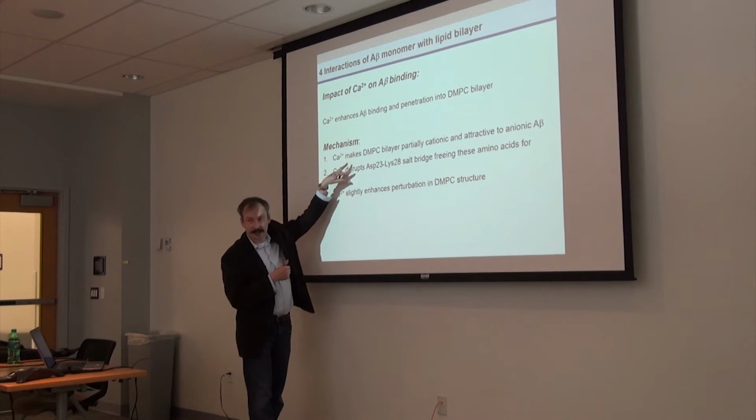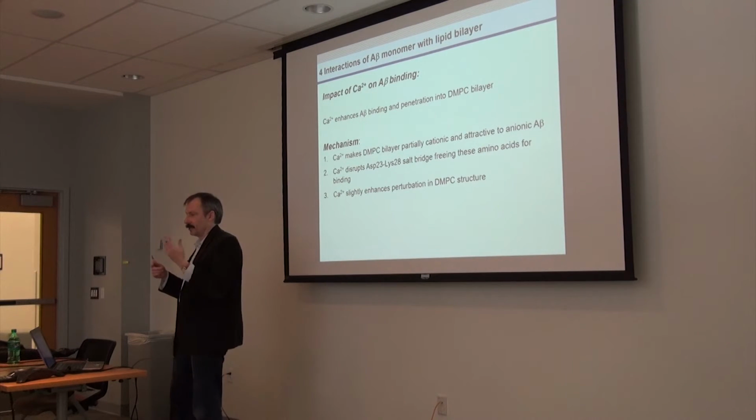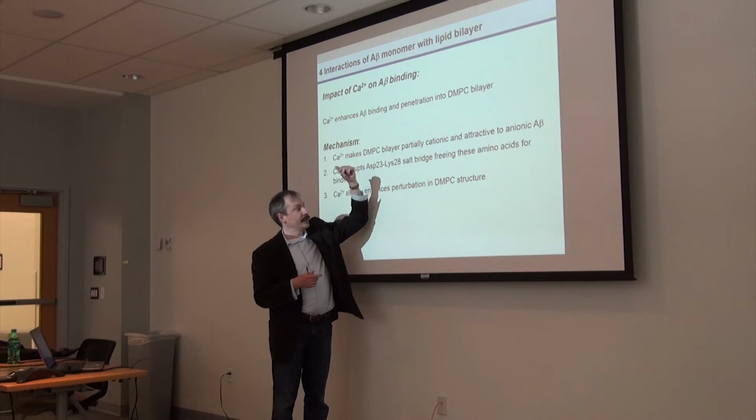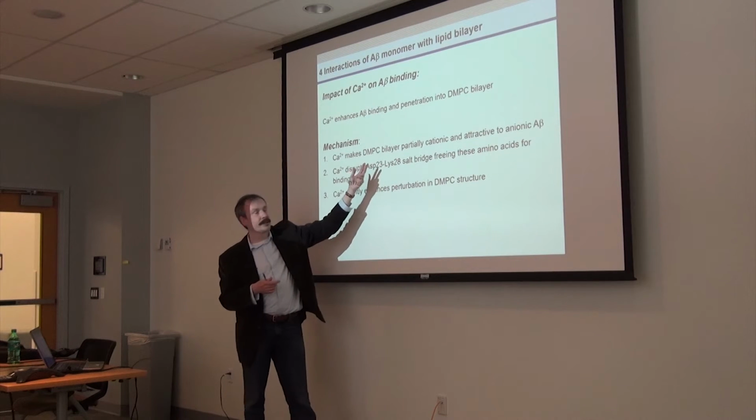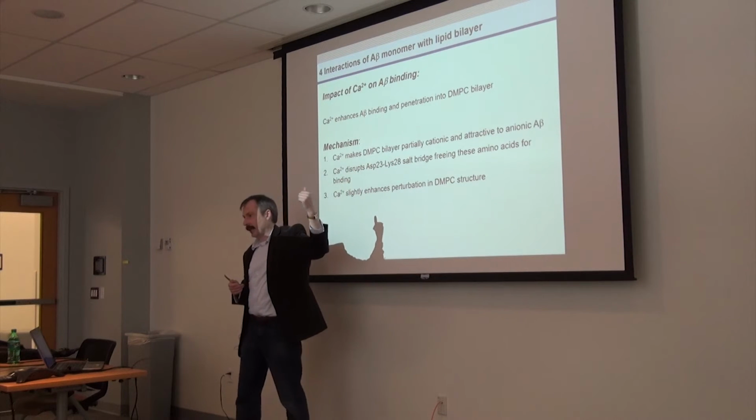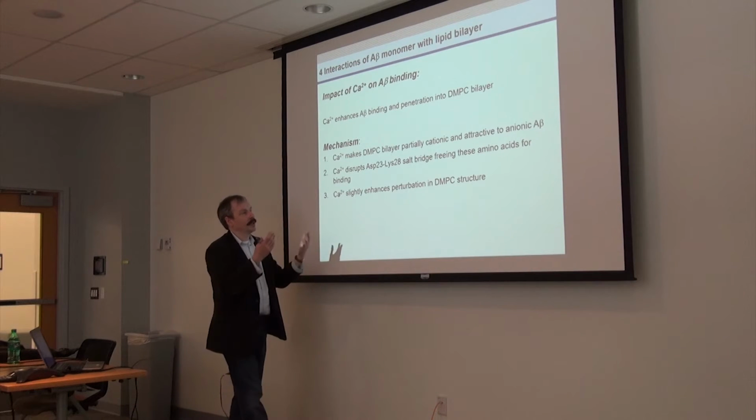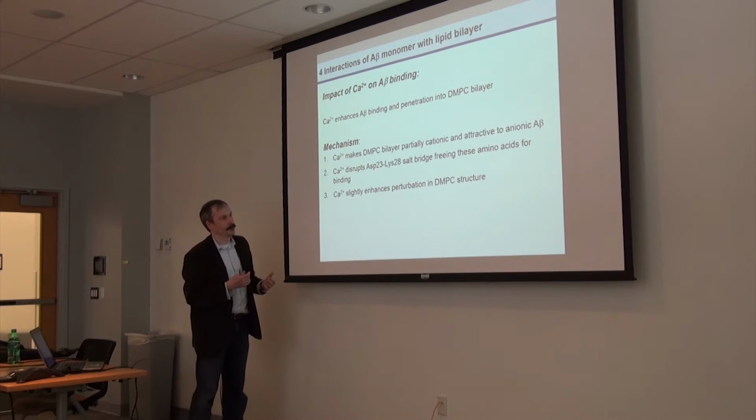And the mechanism of this enhancement, essentially of strengthening of the interactions between the peptide and the bilayer, is twofold. First of all, because the calcium ions bind to the zwitterionic bilayer, it basically makes it partially cationic. But the A-beta peptide is anionic. It carries a negative net charge. So it's not surprising that the interactions will be stronger between the peptide and the bilayer.